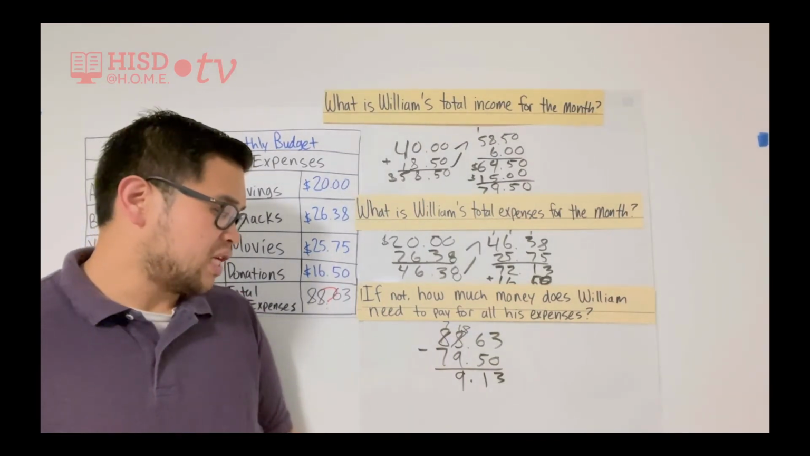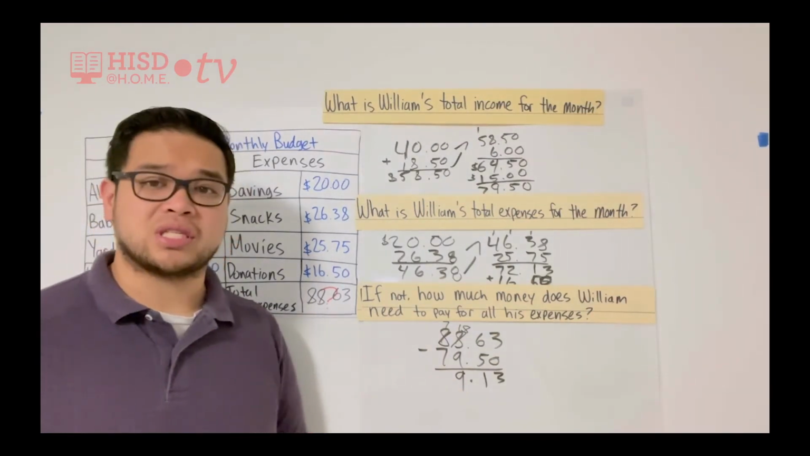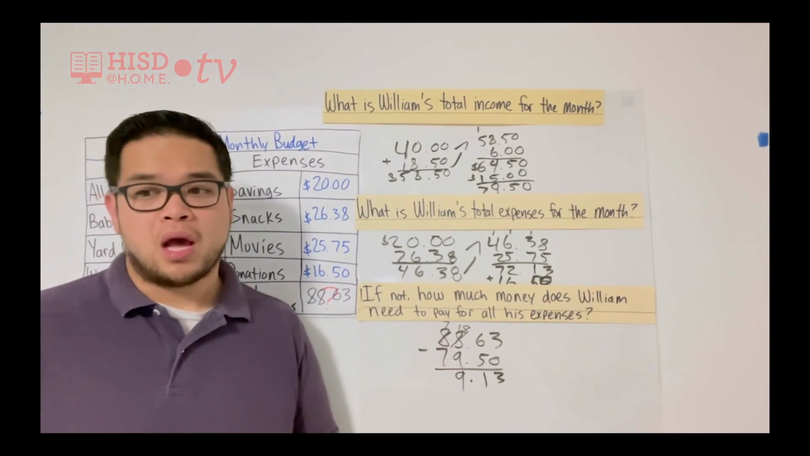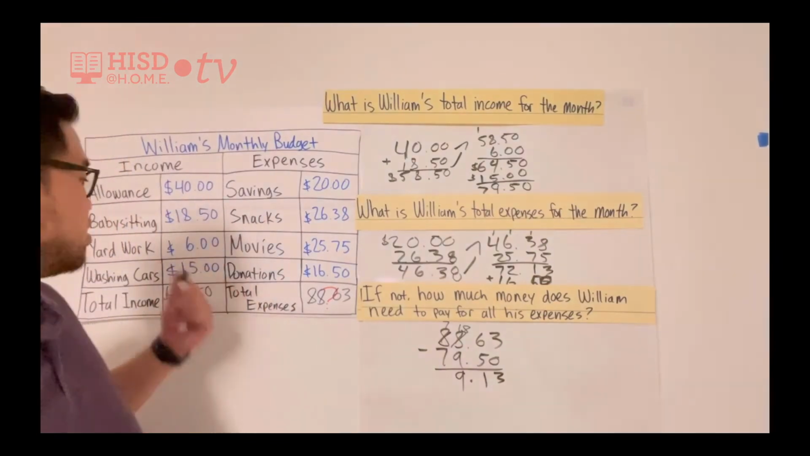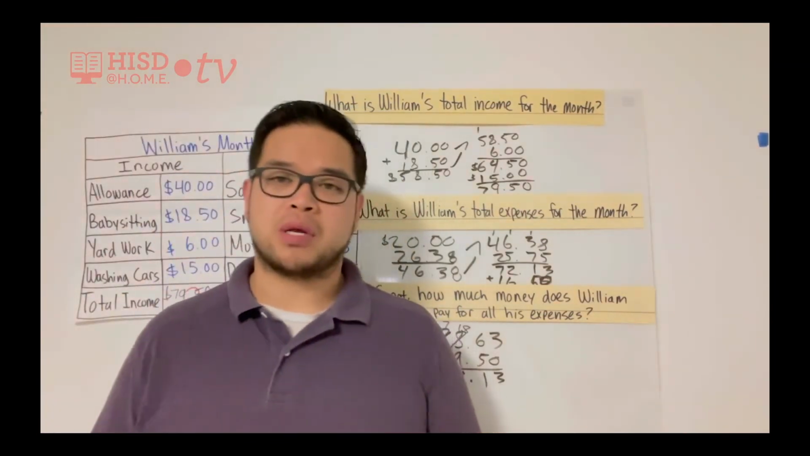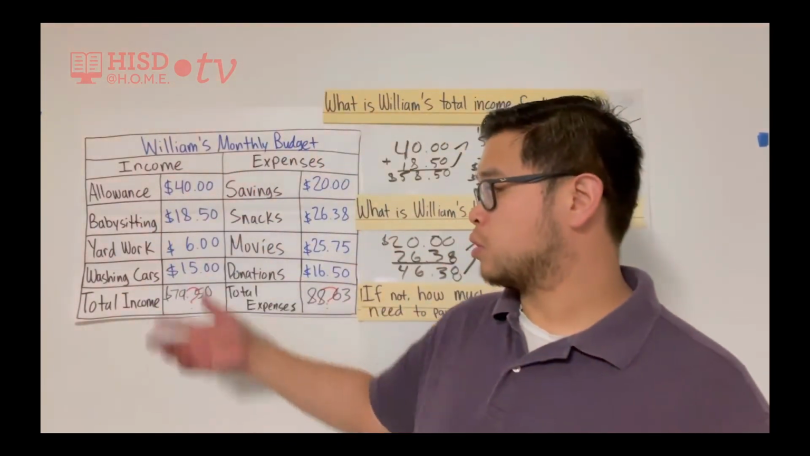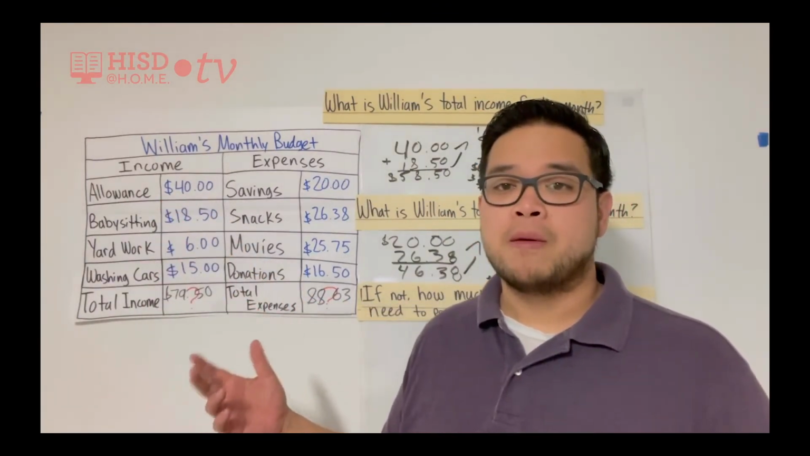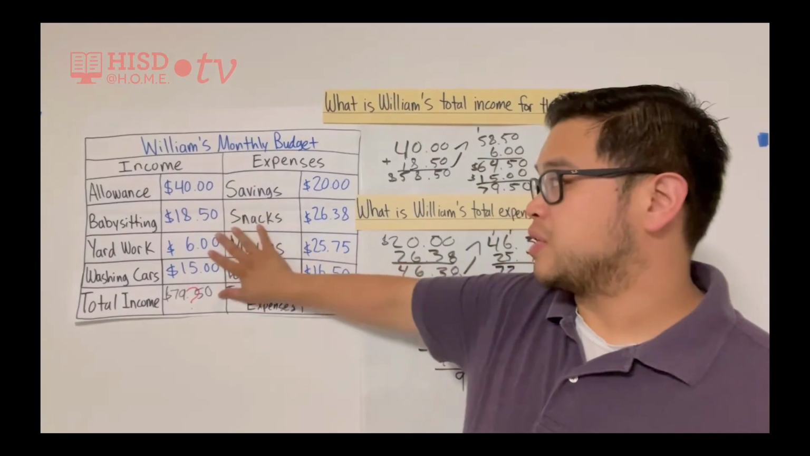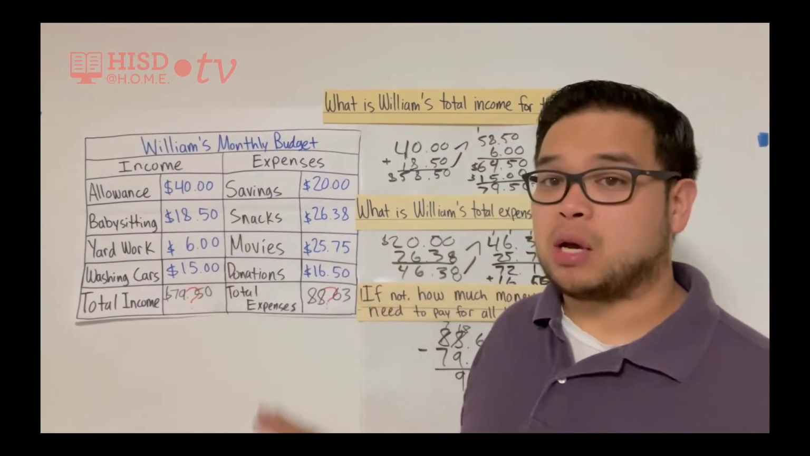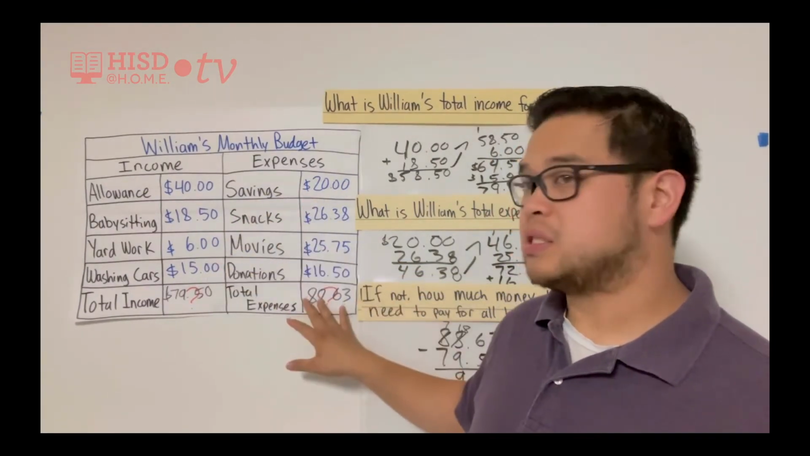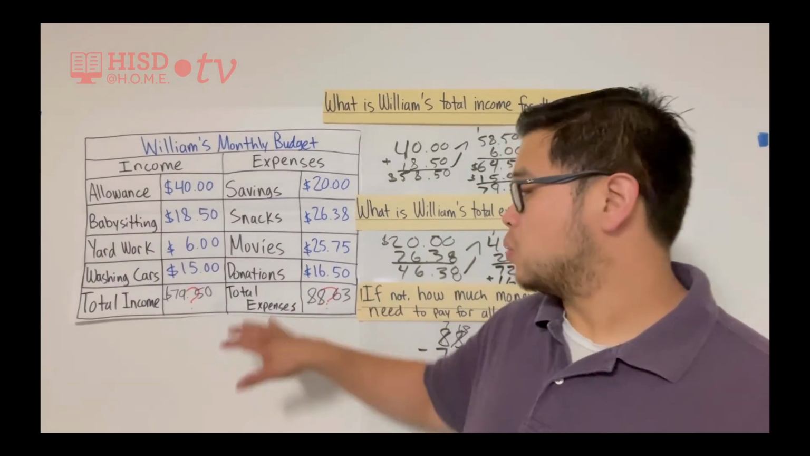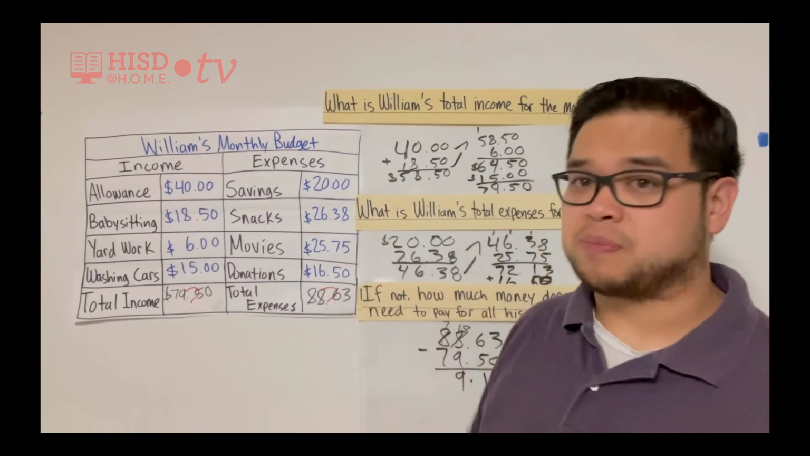So basically, he has to find a way to earn $9.13 in order to make up for his expenses. So William has to somehow increase that. It shouldn't be a problem because he can go out and do more chores or maybe babysit more or do more yard work. He can easily do that. But only if William was able to map this out before he did all his expenses, he could have better prepared himself for having that money as income for his expenses.